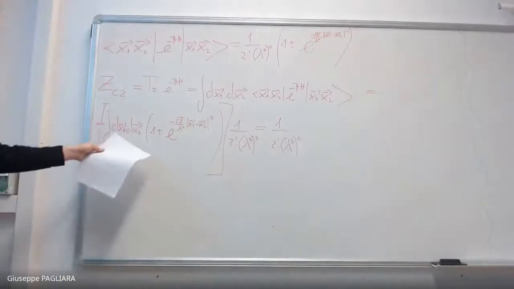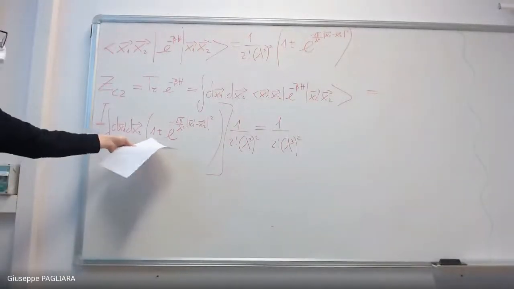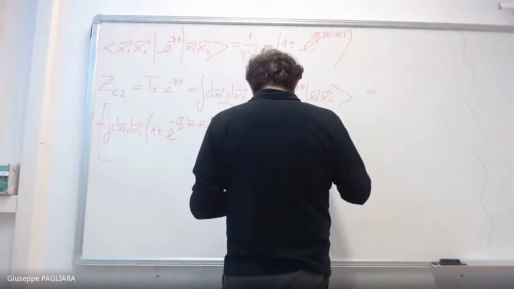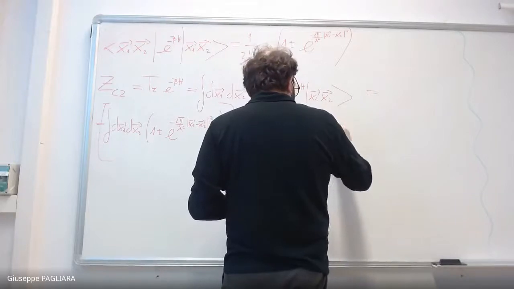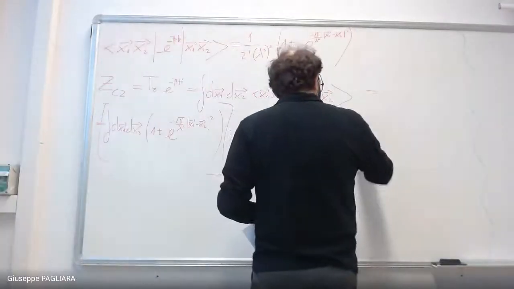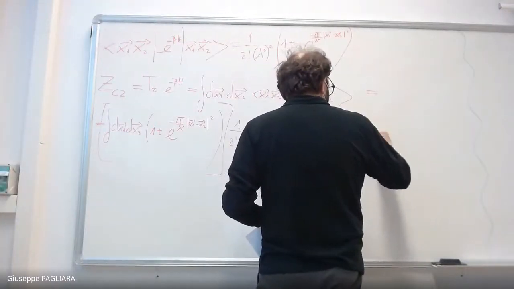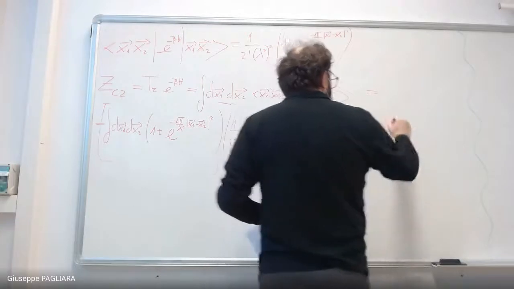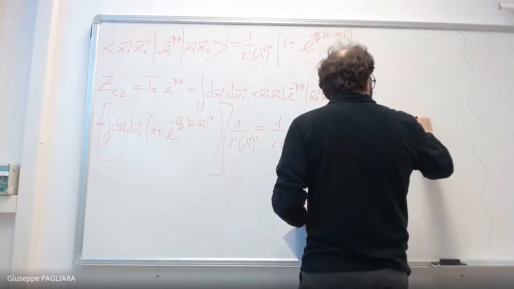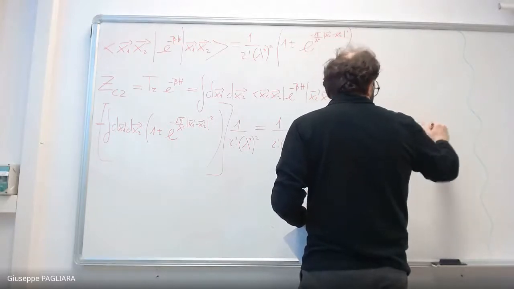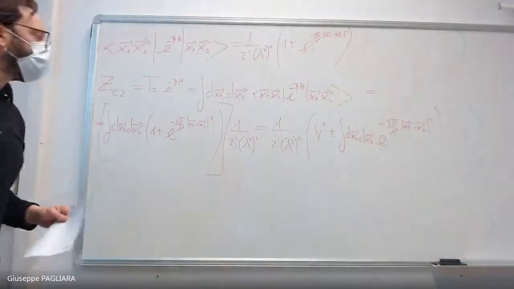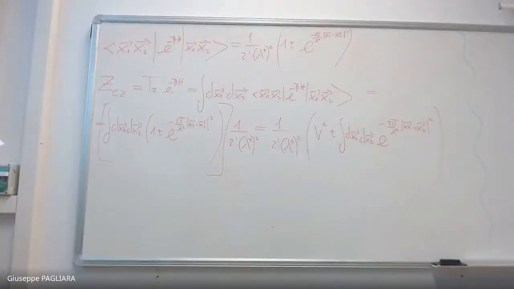Then we can deal with the first integral, which is just the dx1 dx2 of 1, which is volume squared. So we have volume squared. Then I have a plus minus coming from here. Here we have dx1 dx2, exponential of minus 2 pi lambda squared, x1 minus x2 square modulus. Let's close it.